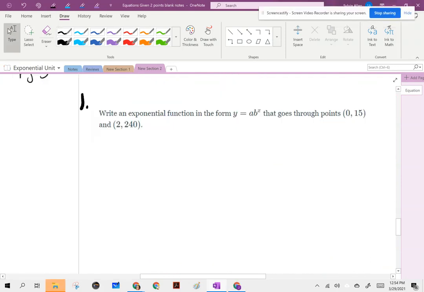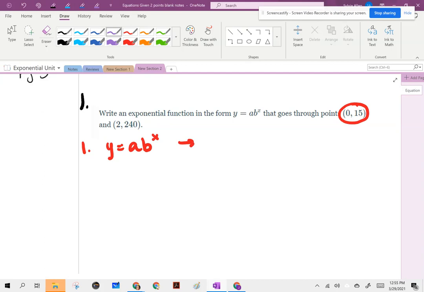Okay, this is a you try. I would like you to use your notes and follow each step one at a time and see how well you do. Okay, so here we go. The first thing we want to do for step 1 is to take our point and replace the y and the x with the y and the x from this point.